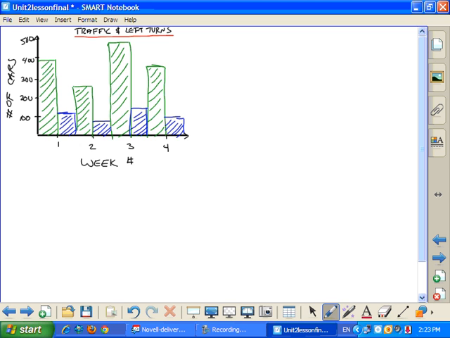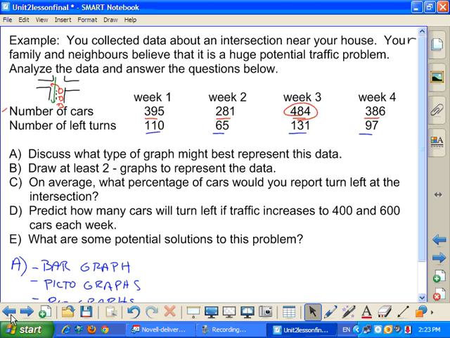All right, and then off the side here, you've got to make a scale. So total cars, and in blue, cars turning left. So now it shows the reader how many cars came to the intersection and what proportion of them made a left turn. So it wants us to do 2 graphs to represent this.